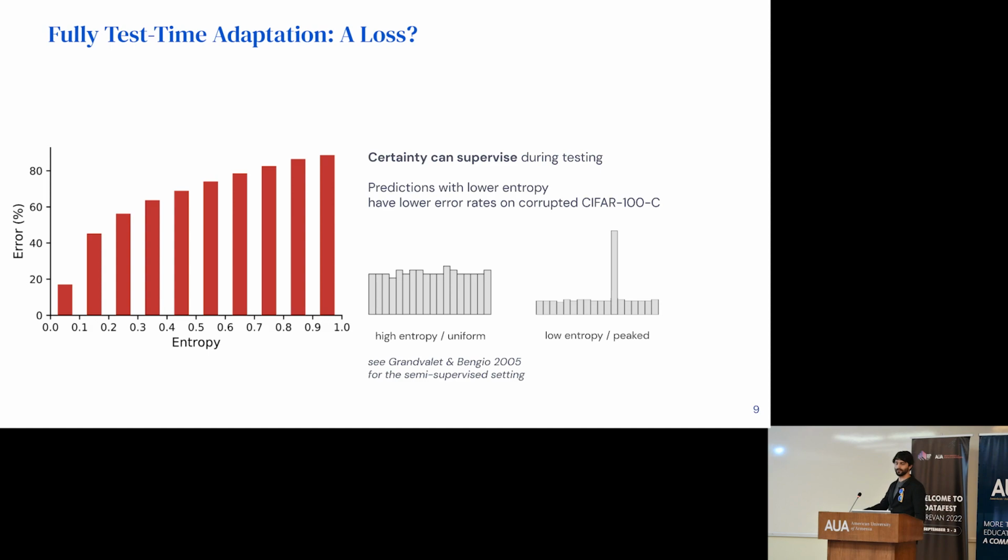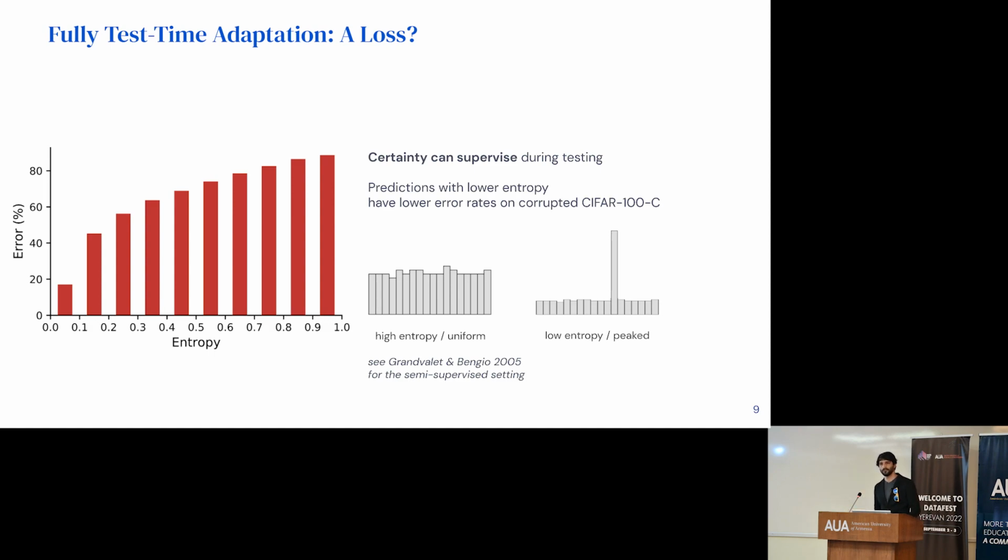How wrong the model is, and the entropy in x. In this case, normalized so that the least confident, the highest entropy, is 1, and the most confident, the lowest entropy, is 0. What you see on the far left is that the error rate is the smallest for the most confident predictions. As we go to the right, the entropy goes up, the model is less confident, and it also makes more errors.